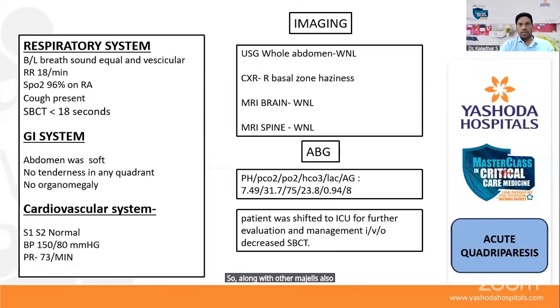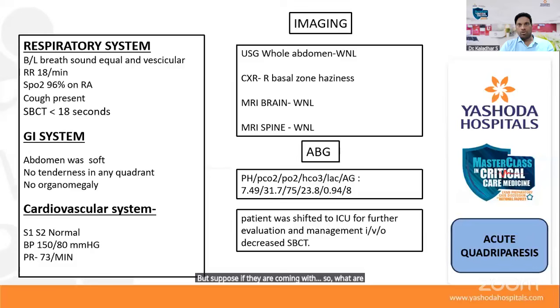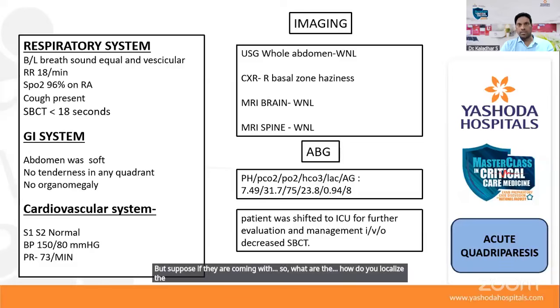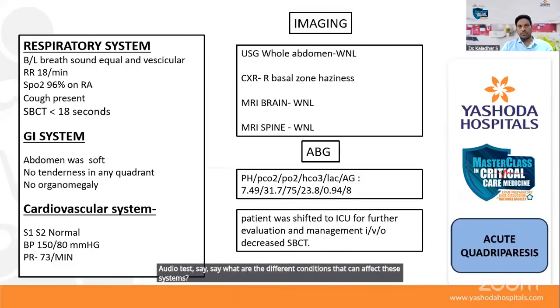So any other, how do you differentiate? Suppose any patient is just coming with acute quadriparesis, probably in your case, you had narrated some history before. But suppose they are coming with this, how do you localize the type of weakness, suppose you take from the central nervous system point, from that point till the muscle, what are the different conditions that can affect these systems from above to down? Yes, sir.